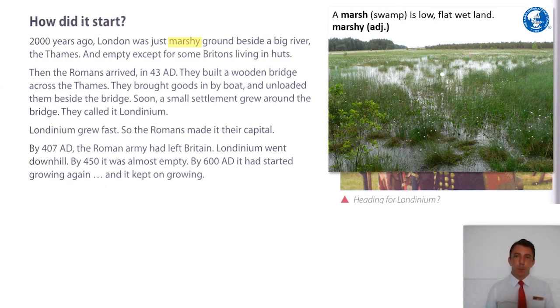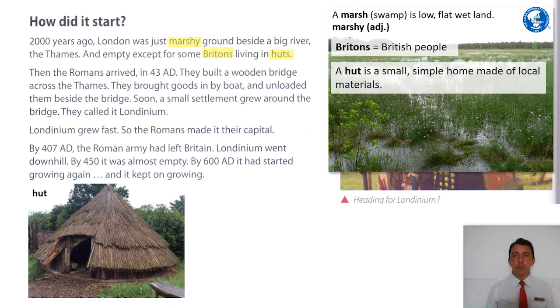Marsh is a swamp, or an area of low, flat, flooded land. The people who lived here were Britons. Britons are British people, and they lived in huts. A hut is a very simple, small home made of basic materials.